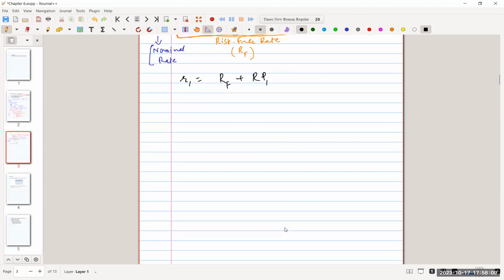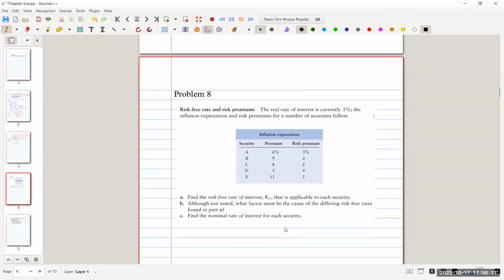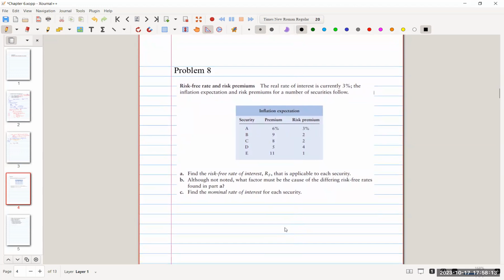So let's move to this problem. I've just copied and pasted the problem from your textbook. It's a question about risk-free rate and risk premiums. It says the real rate of interest is currently 3%. So when they say this is the real rate of interest, this 3% is actually R star. The inflation expectation and the risk premiums for a number of securities follow. So this is the inflation premium, and this is the risk premium, right?